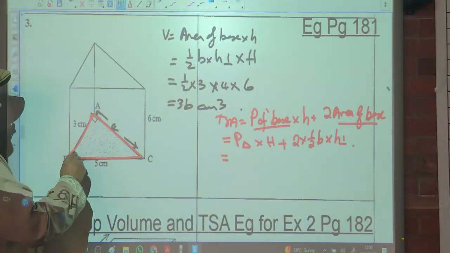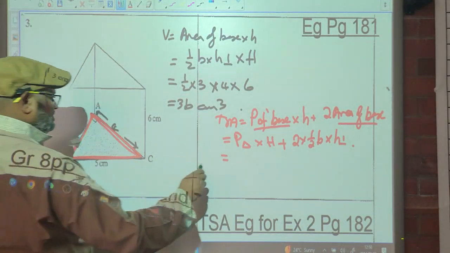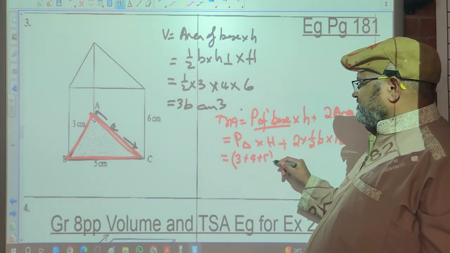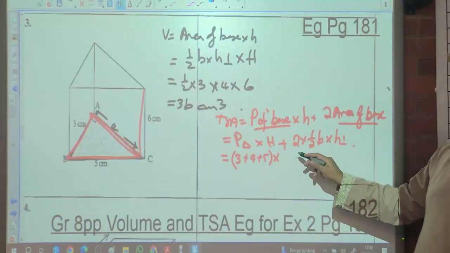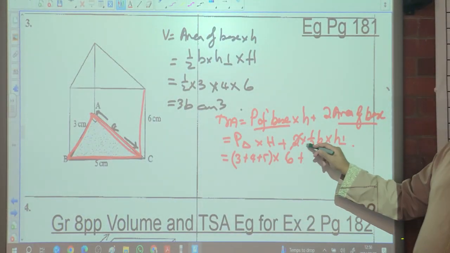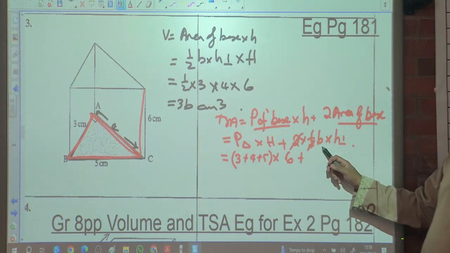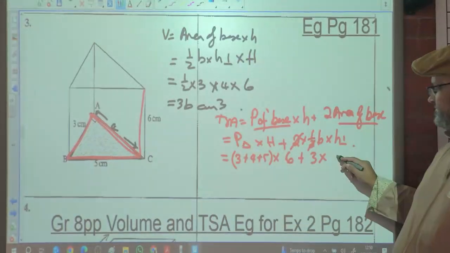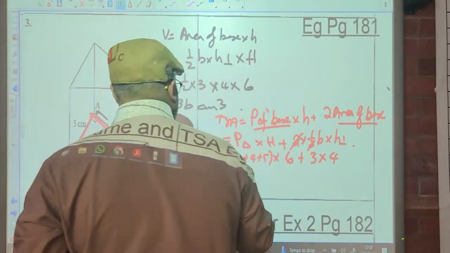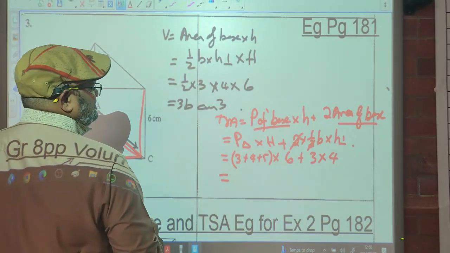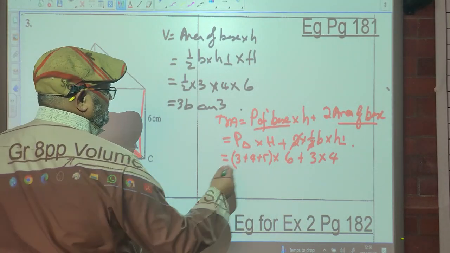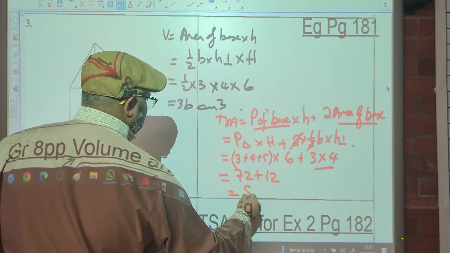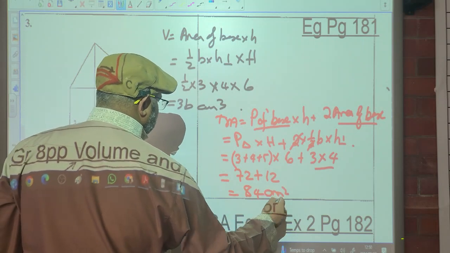So the perimeter of the triangle is going to be side plus side plus side, which is 3 plus 4 plus 5, times the height, which is 6, plus 2 times half. What's the base? 3, and the height is 4. 3 plus 4 is 7, plus 5 is 12. 12 times 6 is 72, plus 12, which is 84 centimeters squared.